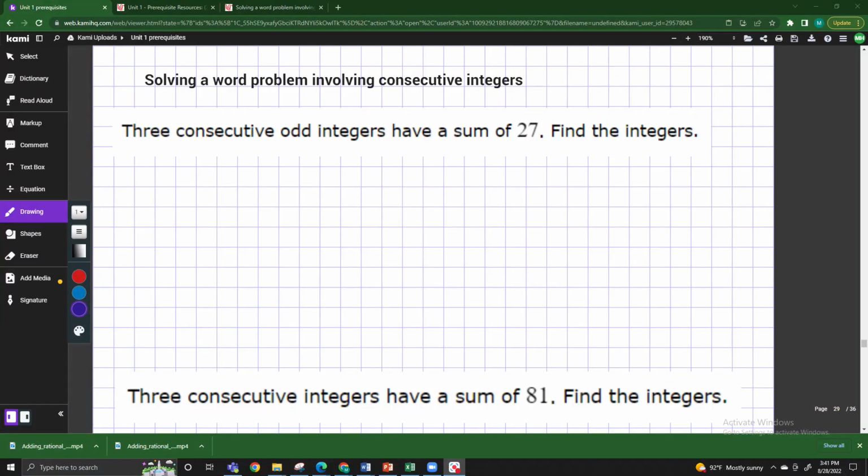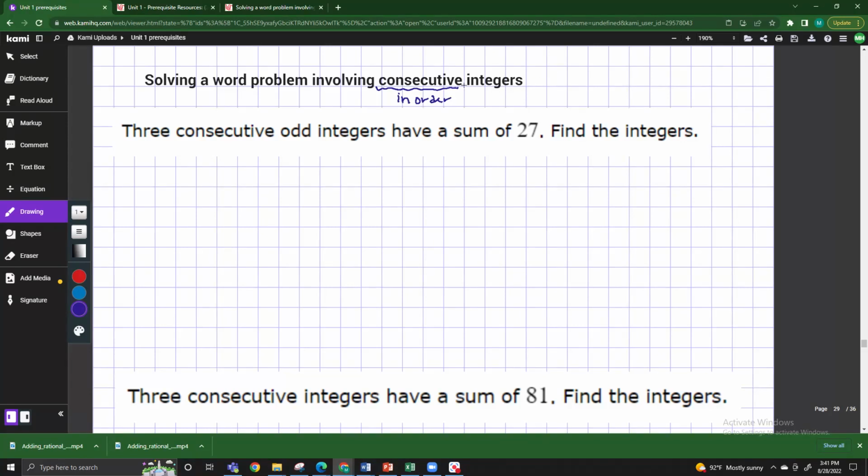Okay, so we're going to solve word problems involving consecutive integers. I teach these completely different from a lot of classes. It does have algebra, but there's a little bit of logic that we can use to make things a little easier for ourselves. So first thing we need to know is that consecutive means in order.